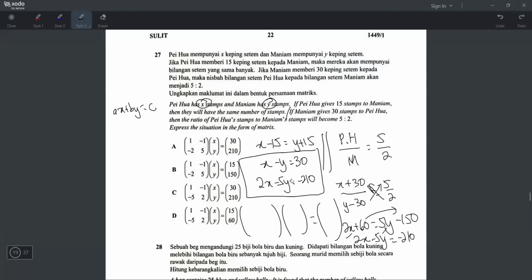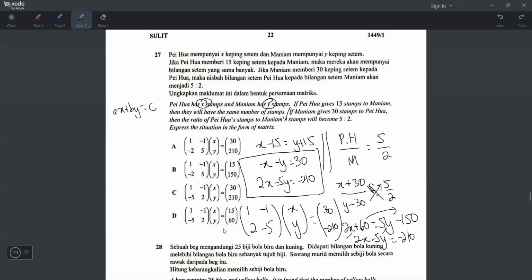Okay, when we write in matrix form, first you have to make sure dia punya susunan kena macam ni dulu. X, Y, and then number on the other side. Lepas tu, the first bracket, you can write the berkali for XY. The number before XY. So 1, negative 1, 2, negative 5. And then the next bracket, you have to write the XY. Okay, dia tulis X dulu. So yang tu dekat atas. And then Y afterwards, that one dekat bawah. And then this one is 30, negative 210.